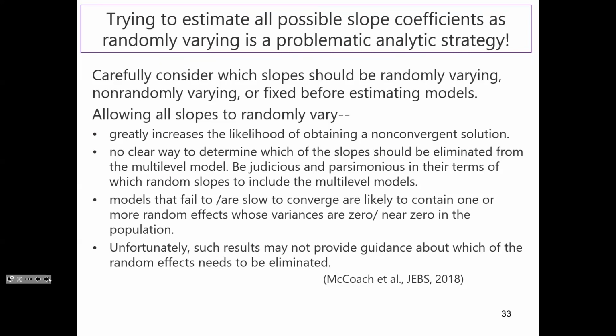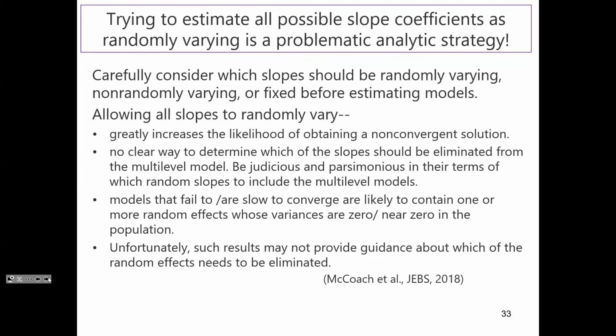If you allow slopes to randomly vary when they're actually 0, that will greatly increase your likelihood of getting either a totally non-convergent solution, so you don't even get any results, or results accompanied by some sort of error message. So by default allowing all of your slopes to randomly vary, if you have a lot of slopes, is not necessarily good practice. We really have to think about how we determine which slopes we should have and which we shouldn't.